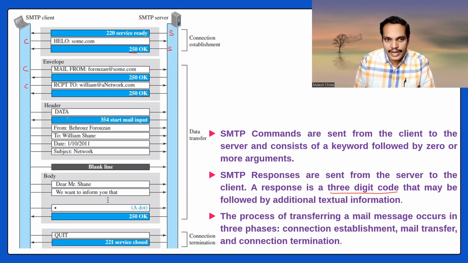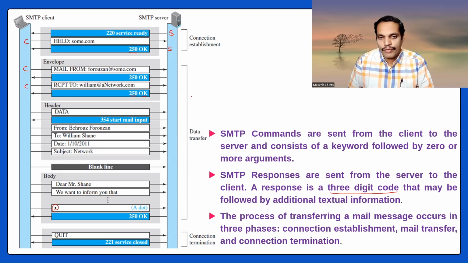Next comes the header with the data from, to, date, subject, all those starts. And then we have a blank line followed by the body and a dot. A single dot is being sent here by the client, which tells the server that the mail is completed. The server acknowledges 250 OK. As there is no more email to send, the client will say quit, and then it is closed.